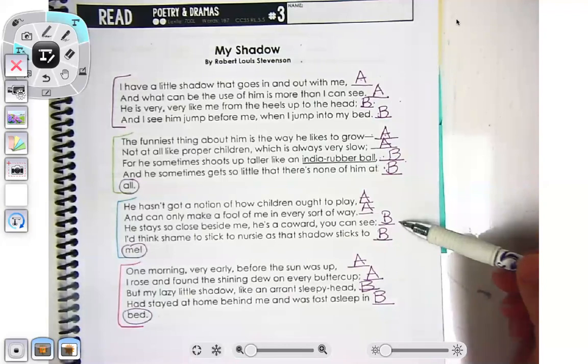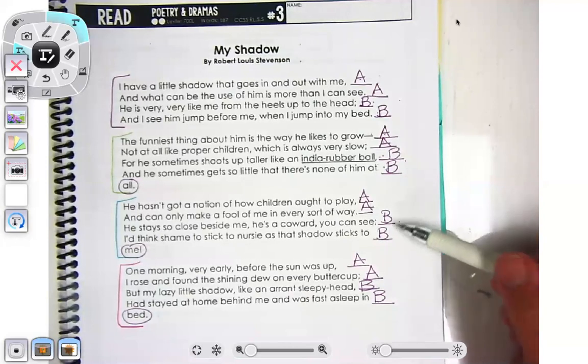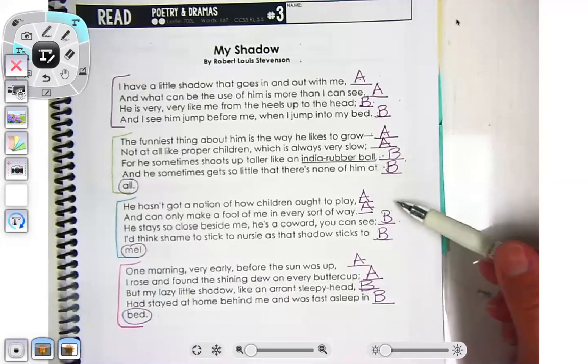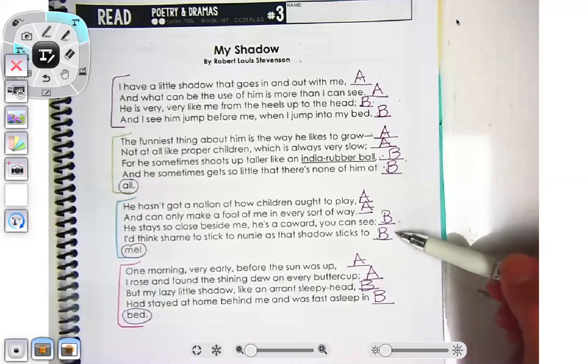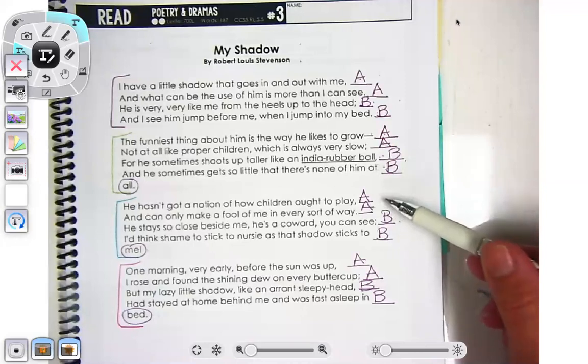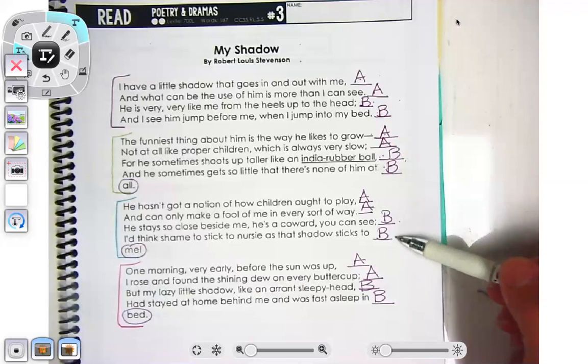He hasn't got a notion of how children ought to play and can only make a fool of me in every sort of way. He stays so close beside me. He's a coward, you can see. I think shame to stick to nursies as the shadow sticks to me. And in this third stanza, he's talking about his shadow is always with him. It's always there. And so wherever he goes, it's with him.